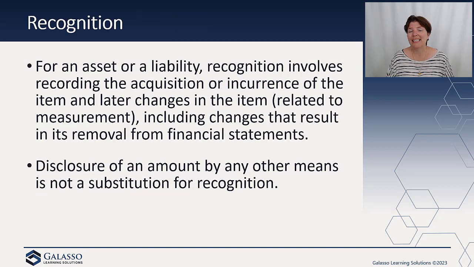For an asset or liability, recognition involves recording the acquisition or incurrence of the item and later changes in the item related to measurement, including changes that result in the removal of it. So if you put an asset on the books, that is recognizing the asset. If you purchase an asset or you complete the build out of an asset, you're going to meet the requirements for recognition. Disclosure of an amount by another means is not a substitution for recognition. When you meet the recognition criteria, the item actually gets included in the financial statements.